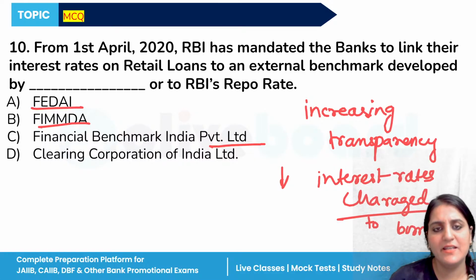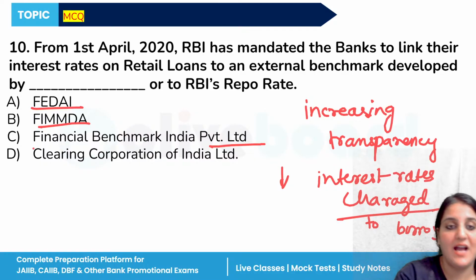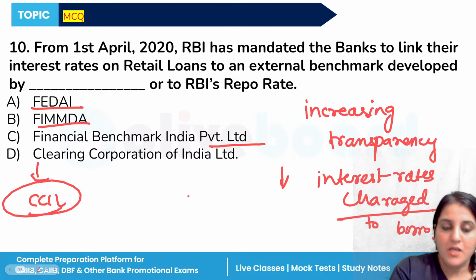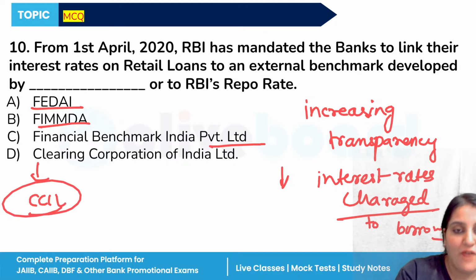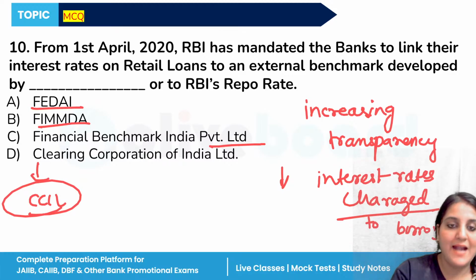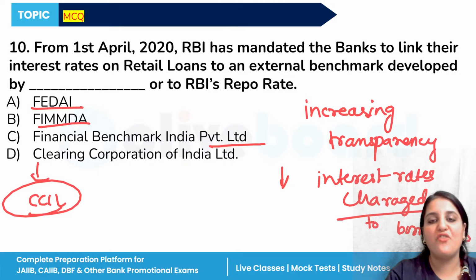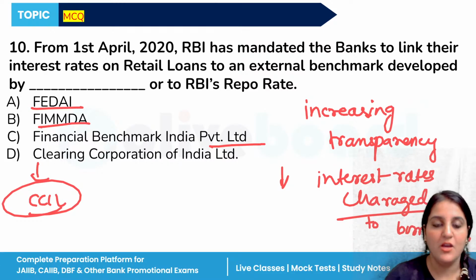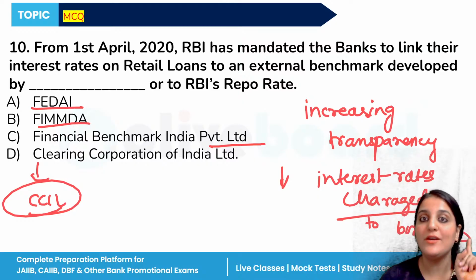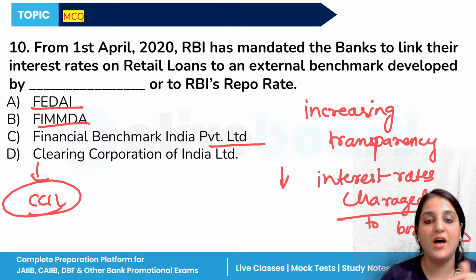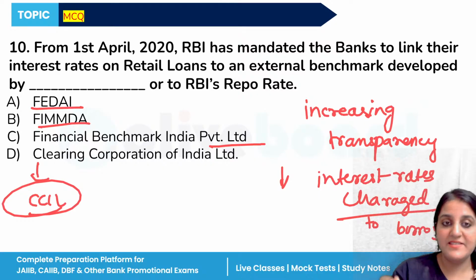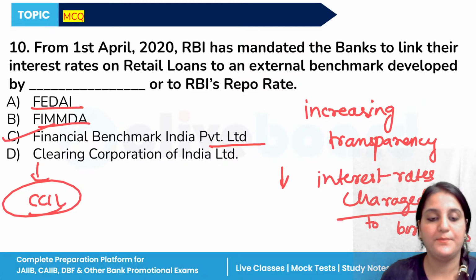And the Clearing Corporation of India, CCIL in short, is a financial market infrastructure that provides clearing, settlement and depository services for a wide range of financial institutions in India, and it is a wholly owned subsidiary of the RBI. So keep this in mind. But for the question here, the correct answer is option C.